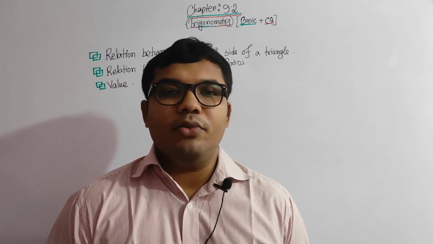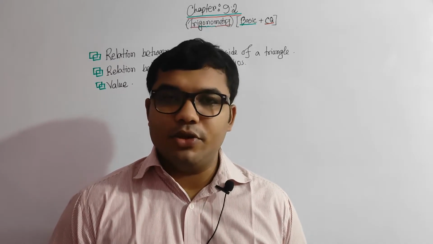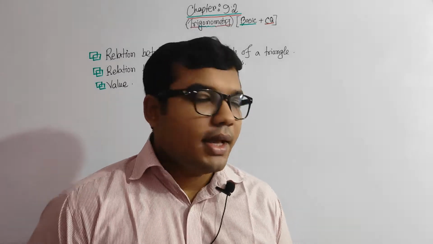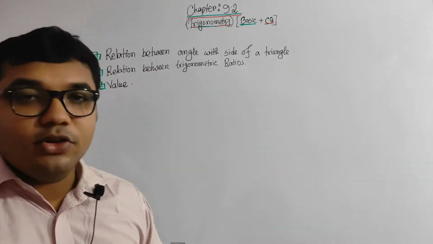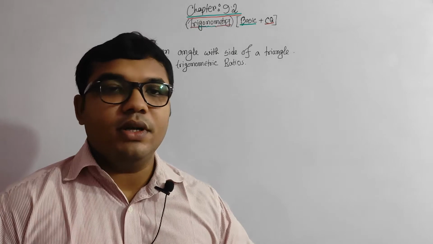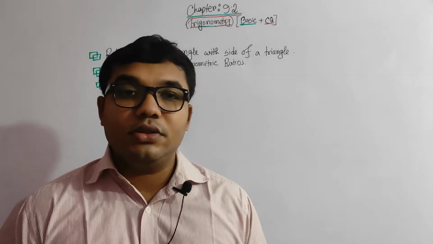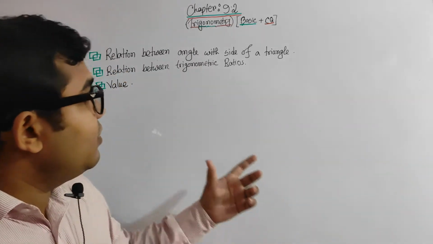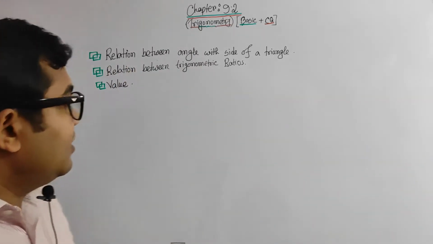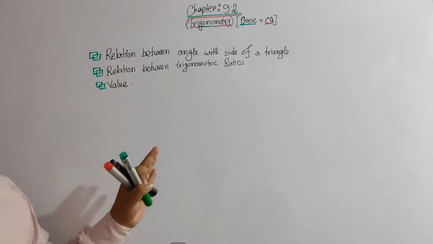Now, today I am going to discuss chapter 9.2. This is your trigonometric section. In this trigonometry, there are two parts: one is basic and another is the CQ part. Actually, our focus is on CQ, and for CQ we are selecting three basics for this chapter.